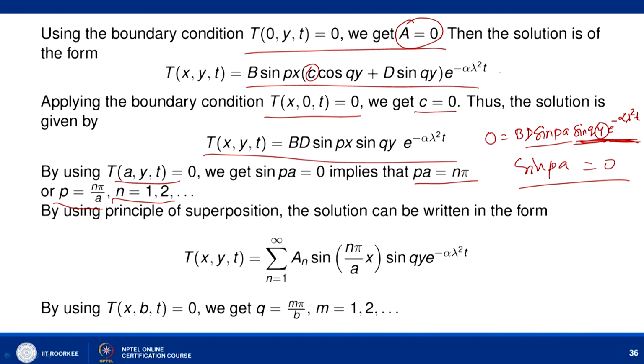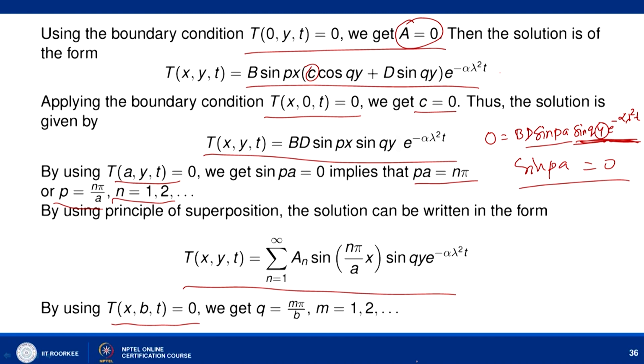So, using the principle of superposition, we get our solution as T(x, y, t) equal to the sum from n equal to 1 to infinity of A_n sin(n pi x by a) sin(q y) into e to the power minus alpha lambda square t. Now, again we have one more condition at y equal to b.